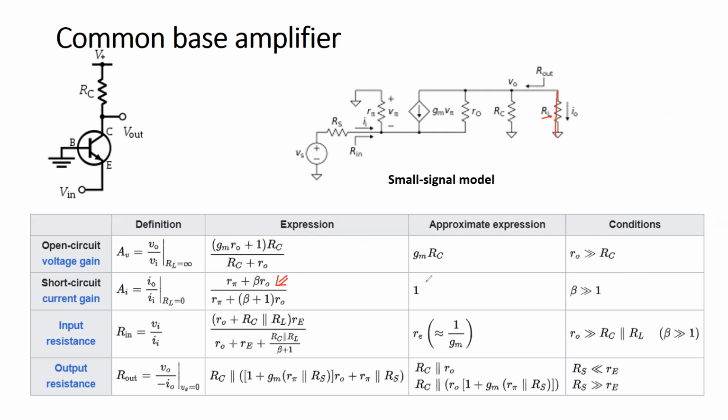And in the common base configuration, your current gain is unity, provided you assume the beta of a transistor, which is the DC current gain of the BJT, is very, very much greater than 1. So we have seen in our previous model, beta is usually in the range of 100 to 200. Okay, it can be even larger than that.